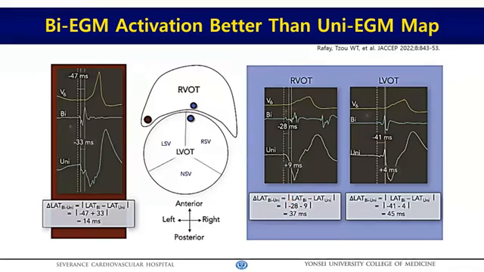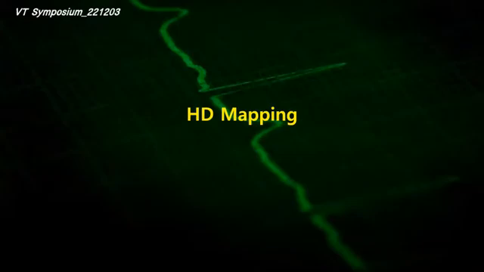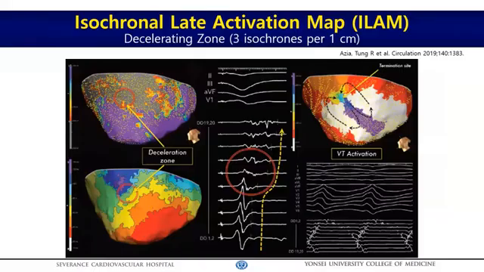electrogram and unipolar electrograms. After the introduction of high-density mapping catheter technology, substrate mapping became easier and more accurate. Roderick Tung suggested isochronal late activation map, so-called ILAM, and he defined the deceleration zone as 3 isochronal colors per 1 centimeter distance. And you can localize deceleration zone at the slow conduction zone during sinus rhythm. Then you can induce ventricular tachycardia and map the functional substrate.